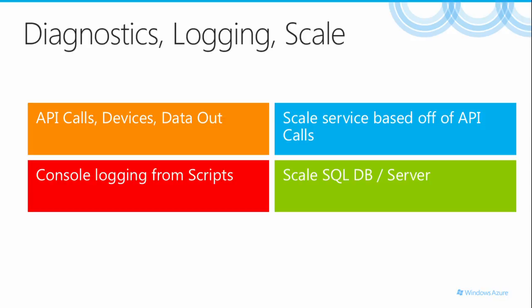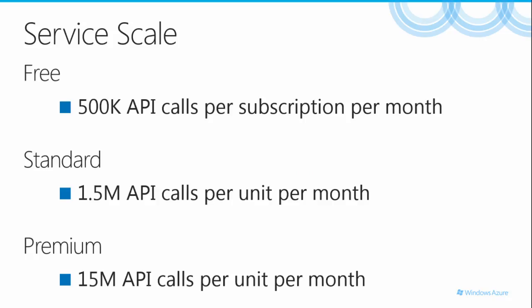So if you started with a 1 gig DB, you could actually ramp that up to say a 5 gig, 10 gig, 20, 150 gig DB if you wanted to. So let's have a look here. The tiers in terms of what mobile services provides. The free tier, you can have up to 500K API calls per subscription per month. Subscription in this sense means your Windows Azure subscription. So realistically, that provides you quite a lot of flexibility in terms of building an app, seeing if it's going to sink or swim with no cost.